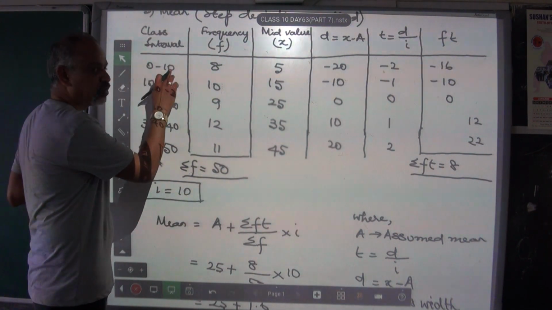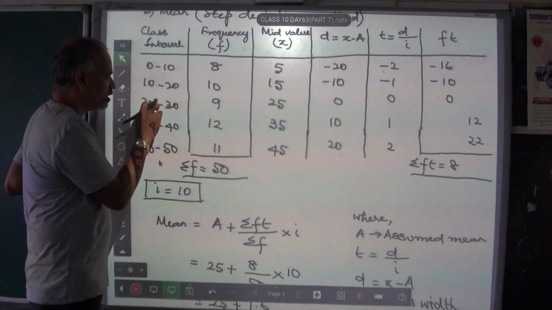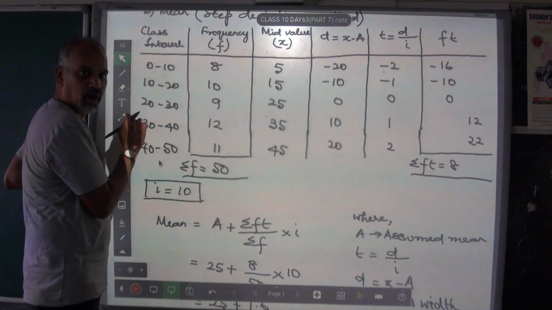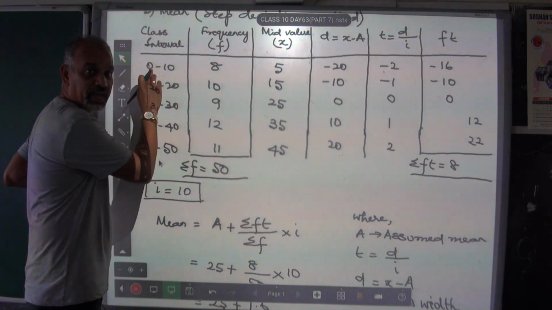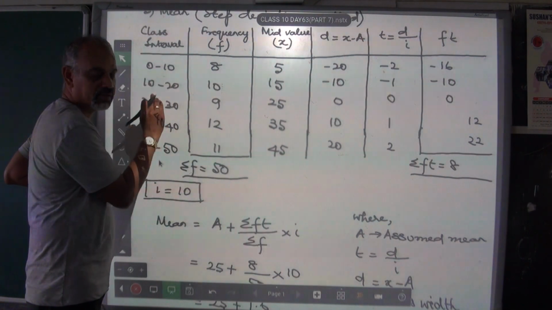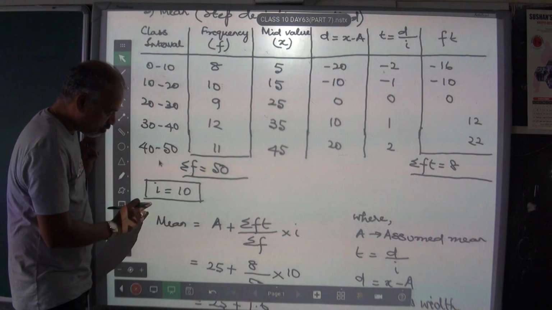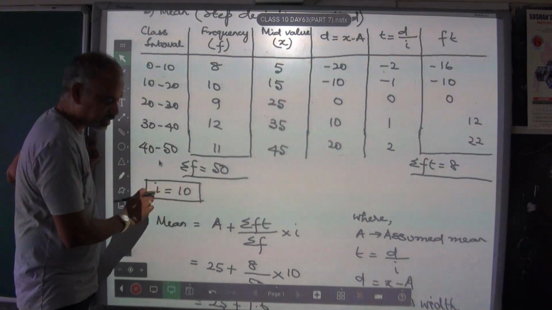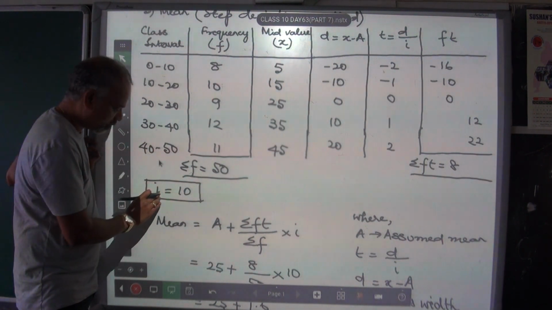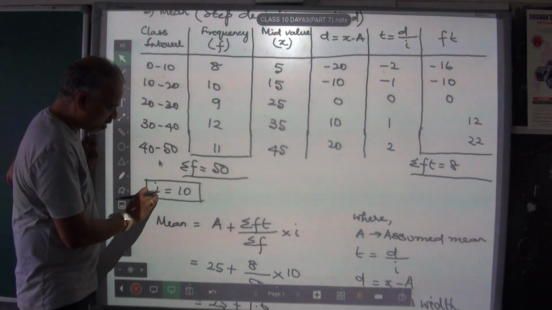If this was 0 to 5, 5 to 10, 10 to 15 and so on. First class interval is 0 to 5, which means the difference is 5. 5 to 10, difference is 5. So everywhere the difference would be 5, which means your I value becomes 5. So that you will note down somewhere. Okay. So in our case here, I value is 10.